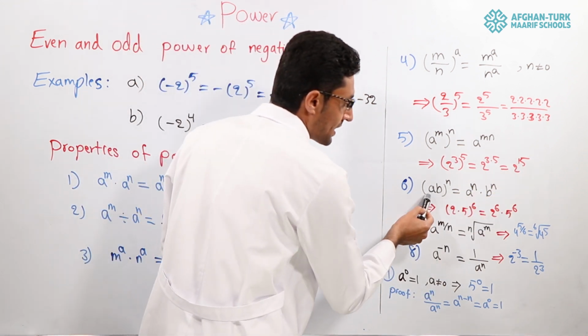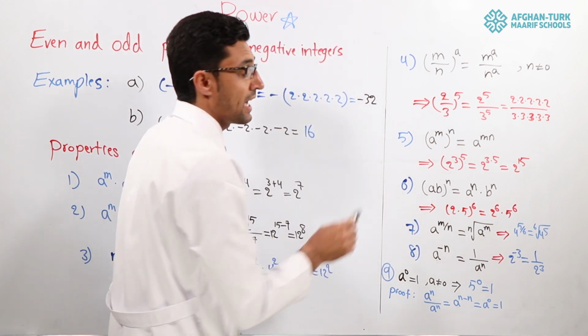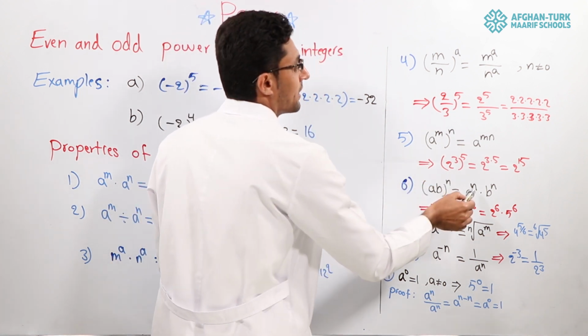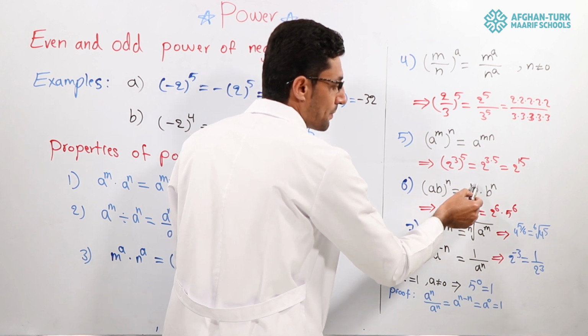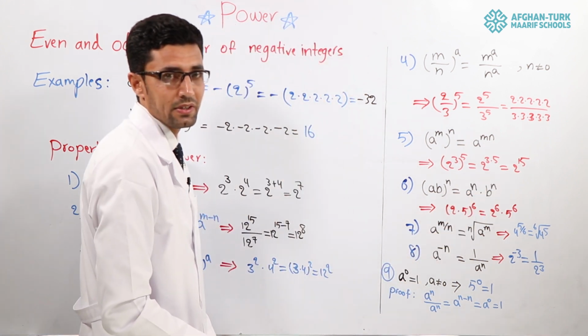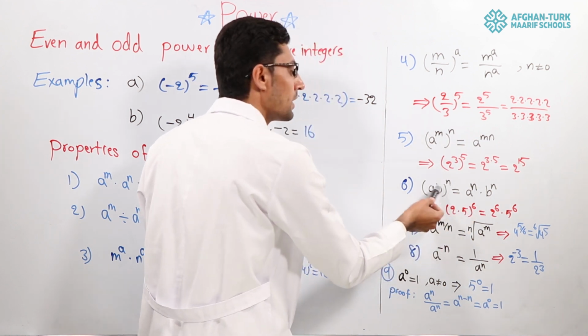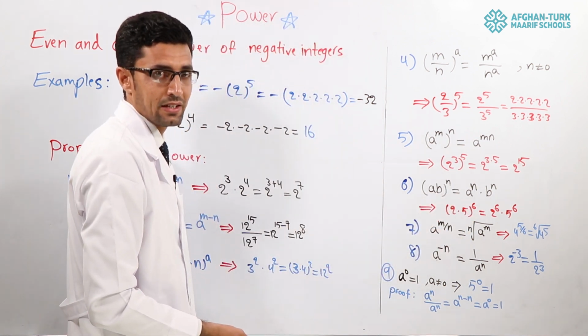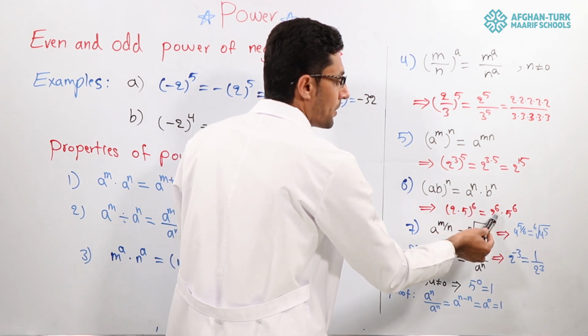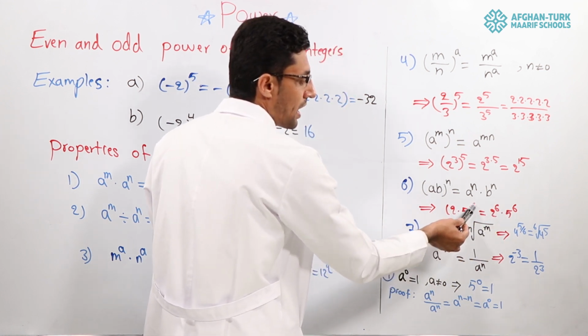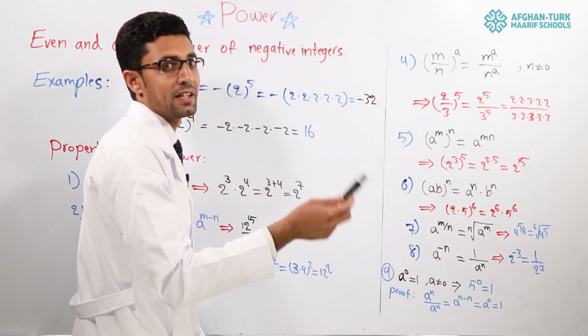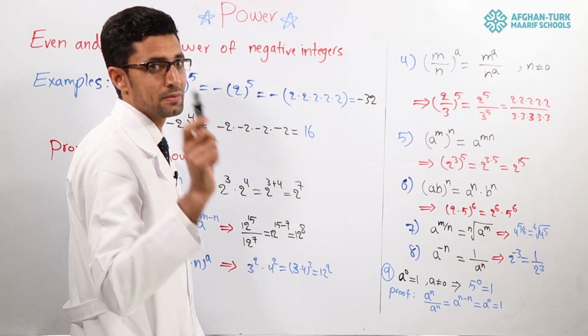If you have two numbers multiplied together and they have only one power, you can have a to the power of n and b to the power of n. It means 2 times 5, whole to the power of what? 6. What is the answer? 2 to the power of 6 times 5 to the power of 6. And this, the other job belongs to you.